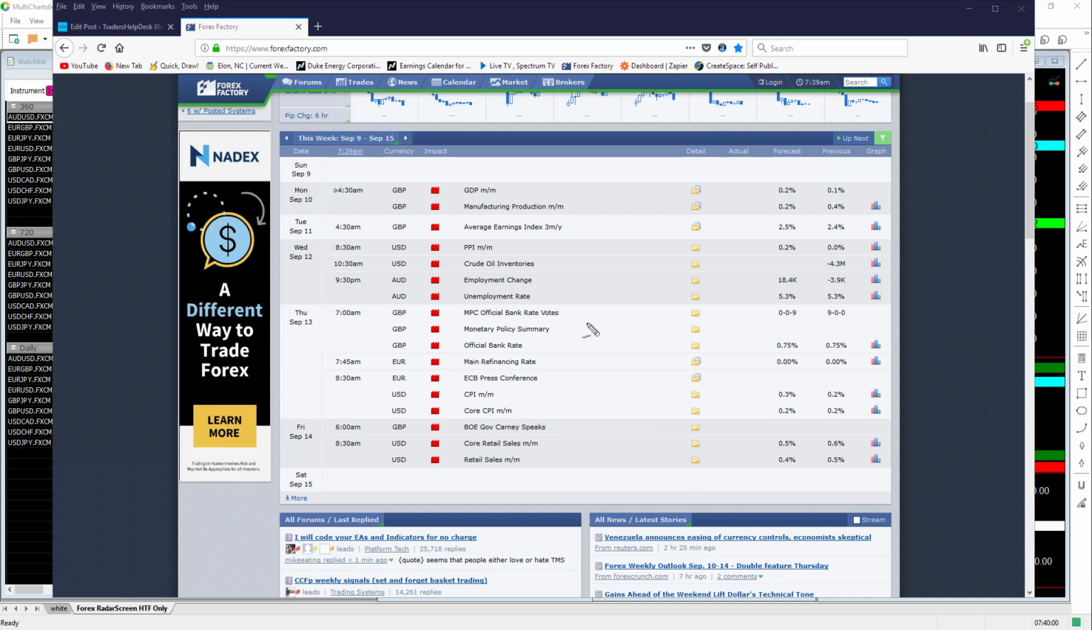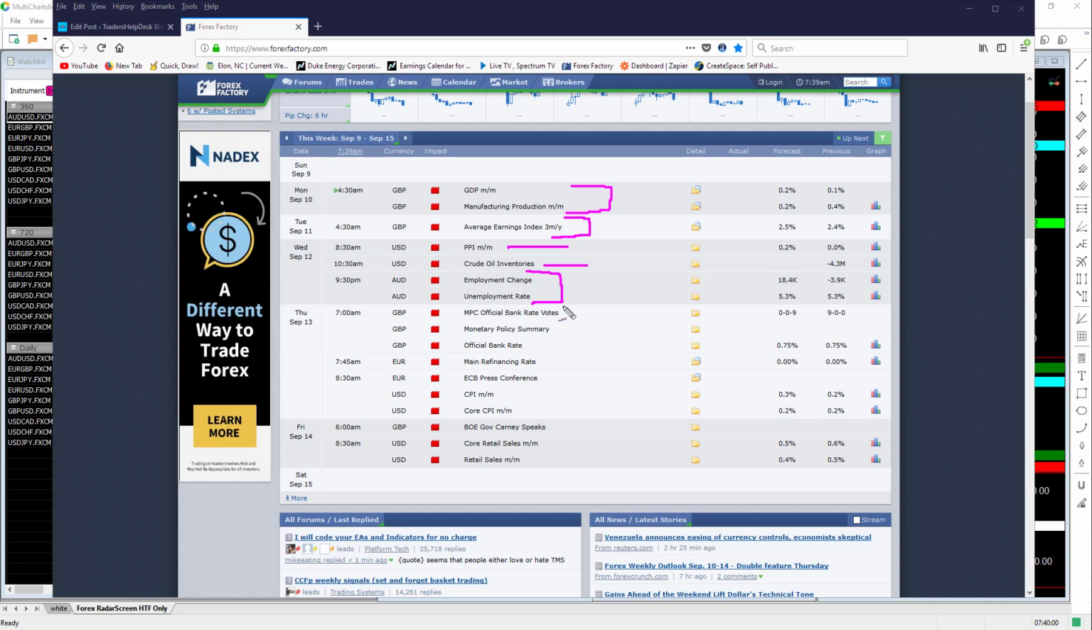As for our market reports this week, we do have a couple Monday morning. On the British pound, we have the GDP month over month and the manufacturing production month over month. On Tuesday, we have the average earnings index. Then on Wednesday, on the U.S. dollar side, we have the PPI, then we have crude oil inventories. Wednesday night, we have the Aussie unemployment rate. That generally does create volatility in the market.